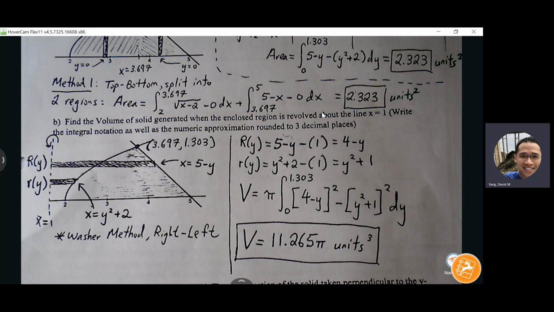Zero. The activation is just zero. And then the y is just... It's still the formula: you have a big R squared minus little r squared, then the bounds.